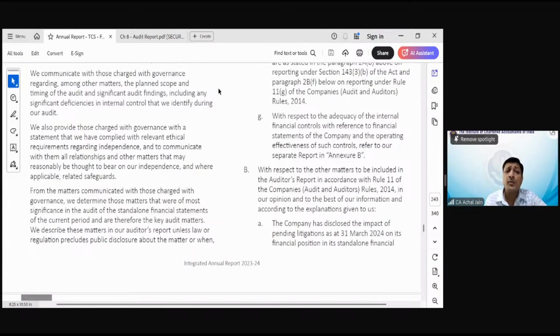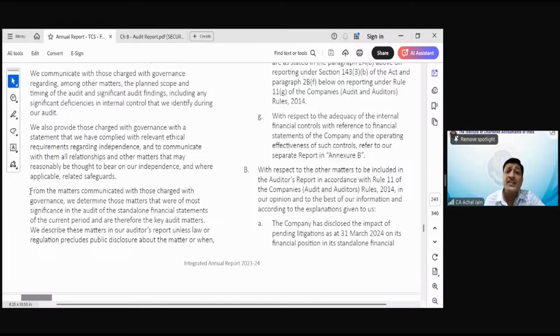Then he says we also provide those charged with governance with a statement that we have complied with relevant ethical requirements, including independence. From the matters communicated with those charged with governance, we determine those matters that were of most significance in the audit of standalone financial statements and are therefore key audit matters. So somewhere he is talking about certain matters which are very significant and which have been reported in the audit report under the section key audit matters that we have skipped. Okay, so we'll talk about it later.